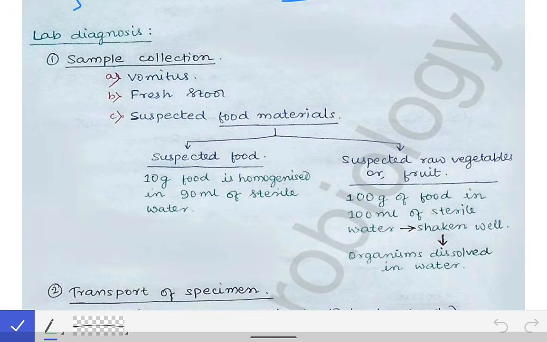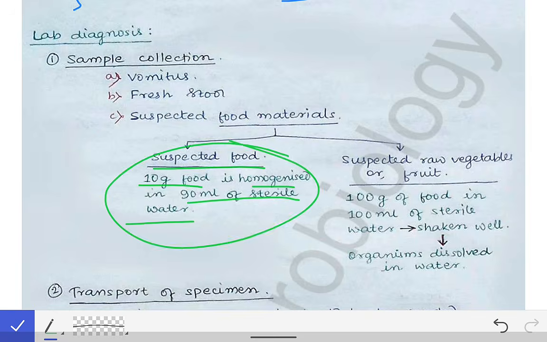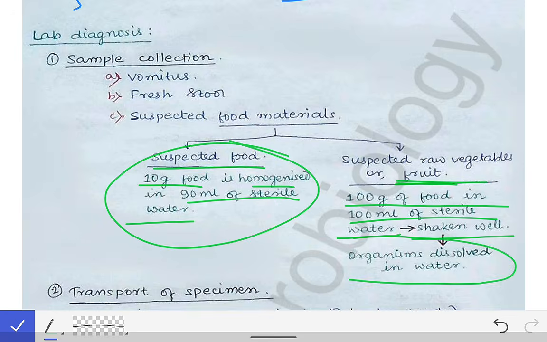How do we preserve those cooked foods? For cooked food, we will take 10 gram of that food and homogenize it in 90 ml of sterile water. And what if there is raw vegetable or fruits? In the case of raw vegetables or fruits, we will take 100 gram of that food and mix it in 100 ml of sterile water and shake it well. After shaking it well, we will get the organisms dissolved in the water. So these are the two ways by which we will process the food materials.